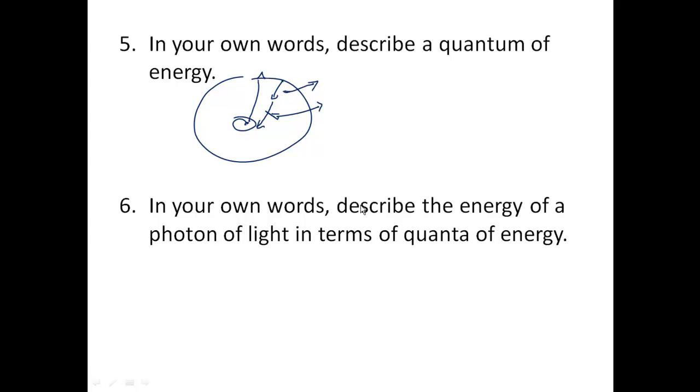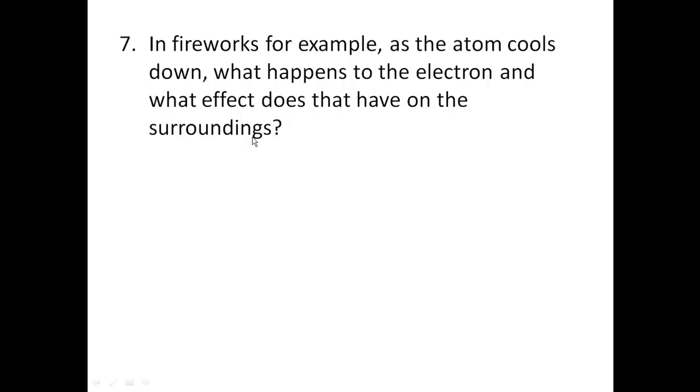In your own words, describe the energy of the photon of light in terms of quanta of energy. Well, again, the photon of light that is released has a certain amount of energy to it. And it's quanta of energy. It's chunks of energy. Okay, and we said it has to be a certain chunk. It has to be a certain amount. And it can't vary. It always has to be that amount.